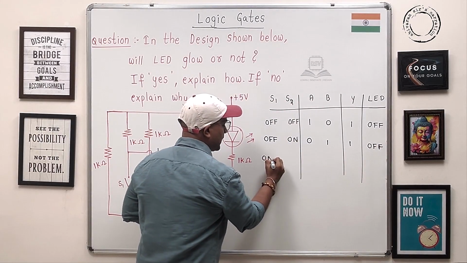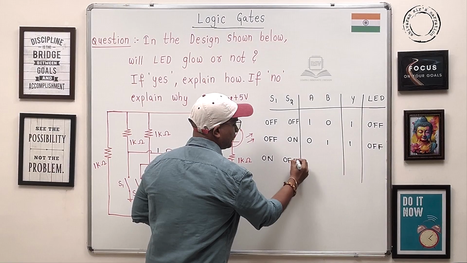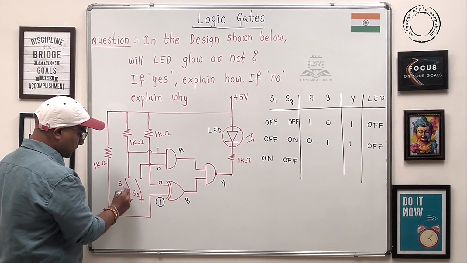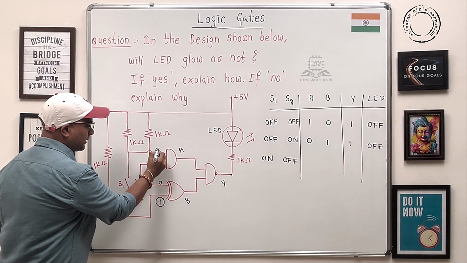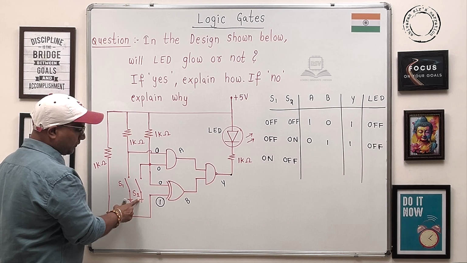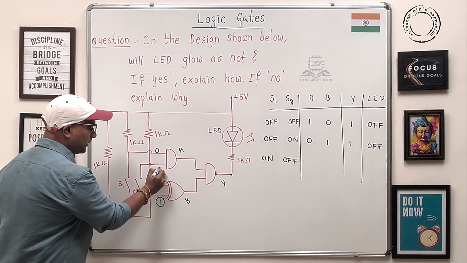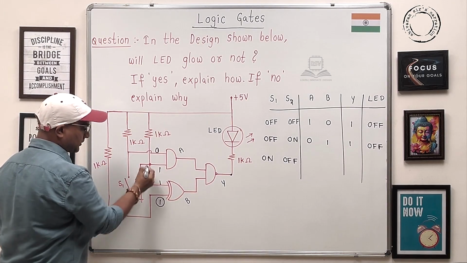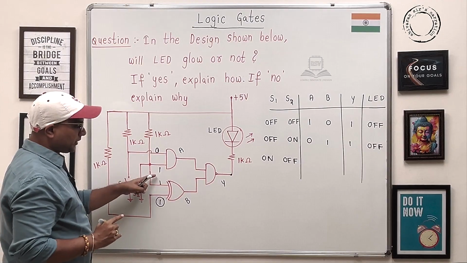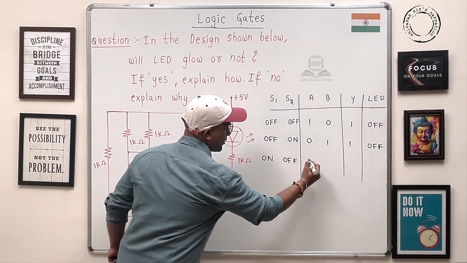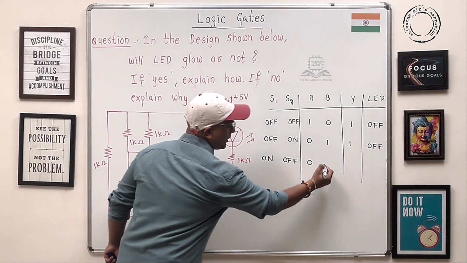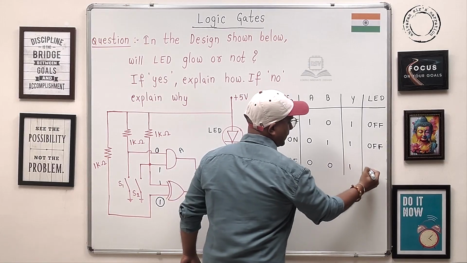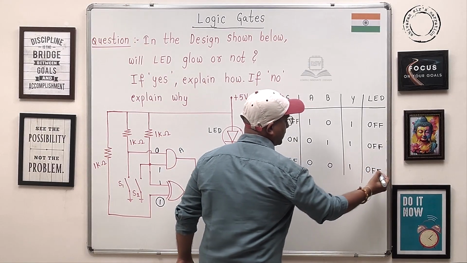Similarly, let's take on, off. Therefore, guys, if S1 is on, this will be a short circuit. If it is a short circuit, here you will get 0. And S2 is off, so here you will get logic 1. Here also you get logic 1, because of this. Now guys, 0 into 1 is 0. For the XOR operation, 0 and 1 gives 1. Then for the NAND, 1 into 0 is 0, 0 bar is 1. Again the LED will be in off state only.